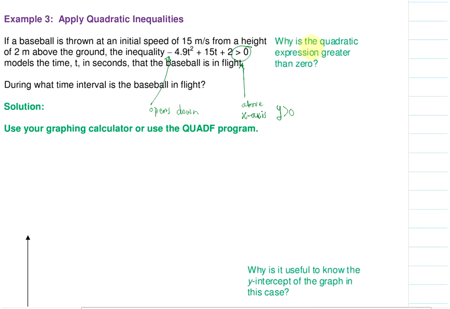The question is, why, on the right here, is the quadratic expression greater than 0? Well, because we want to see where y is greater than 0, and that probably has something to do with the height, right? Because our y-axis is vertical, and when we shoot baseballs through the air, we're probably concerned with height. And so we only want to consider positive y values, because height is positive, not negative.